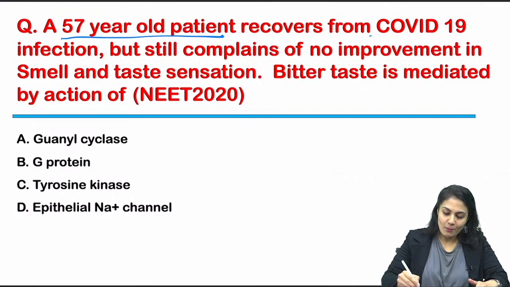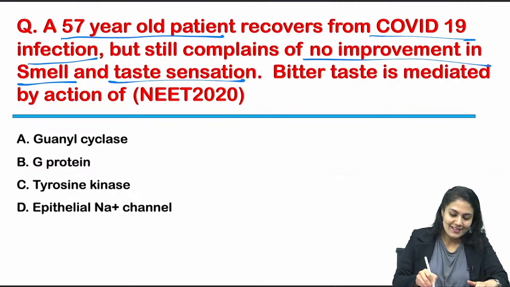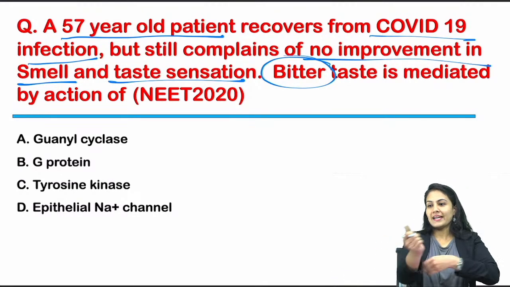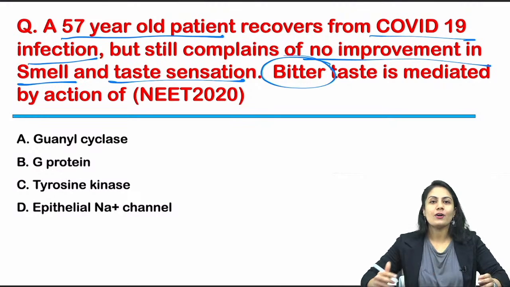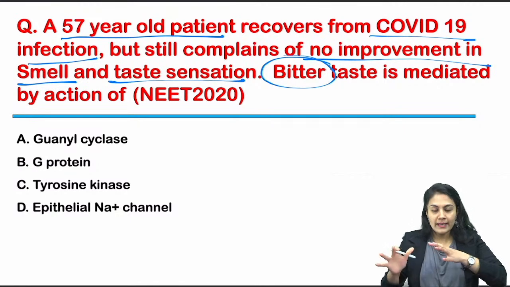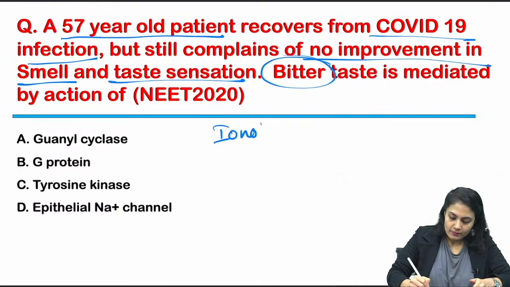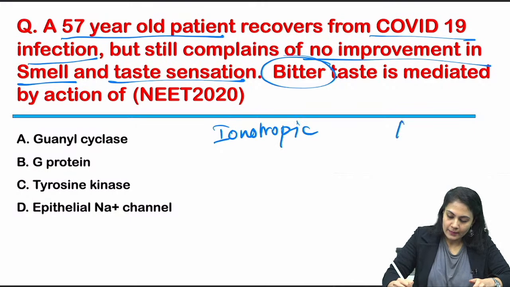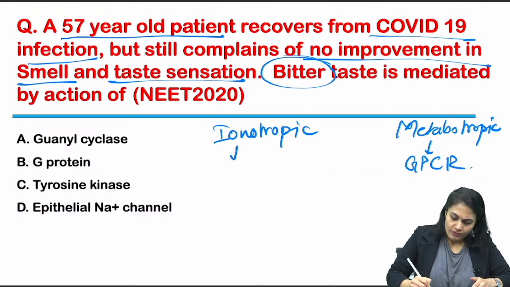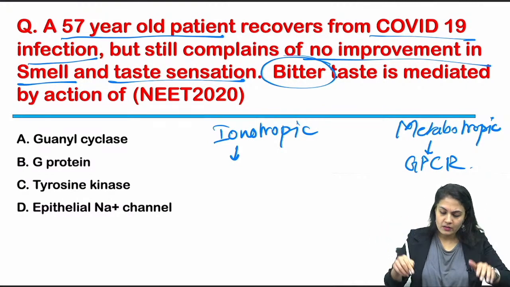A 57-year-old patient recovers from COVID-19 infection but still complains of no improvement in the smell and taste sensation. Bitter taste is mediated by, right? COVID-19. Okay, we cannot miss that question. Now, just understand there are two types of mediators. First is ionotropic mediation and metabotropic. I'll give you a simple mnemonic. Metabotropic means which is acting through GPCR proteins. We're not going to go into the detail of which ion, how that occurs, right? That will be covered in the lectures.